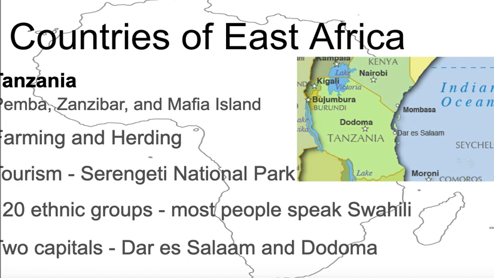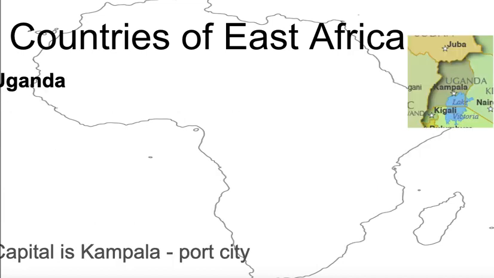There are two capitals in Tanzania. The first one was Dar es Salaam, and that was put there early on. Later on in time, Dodoma became one of the capitals to help move some of the population inland into the center of the country. That has somewhat worked. All right, let's move on to Uganda.